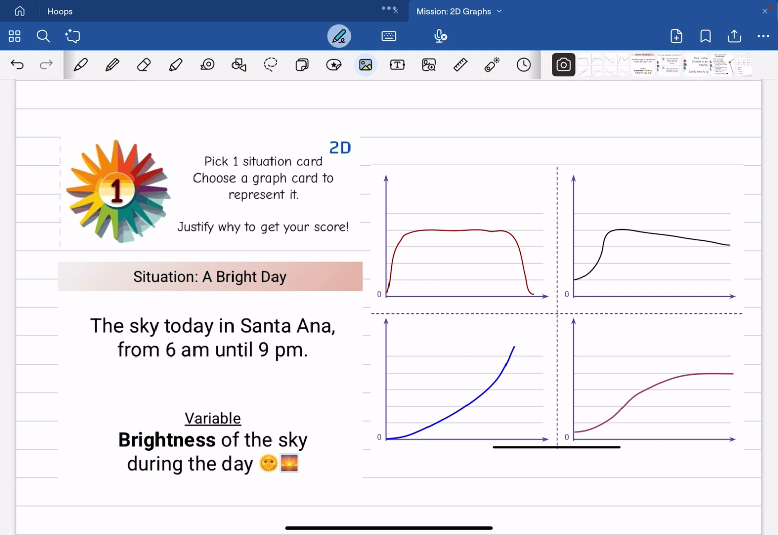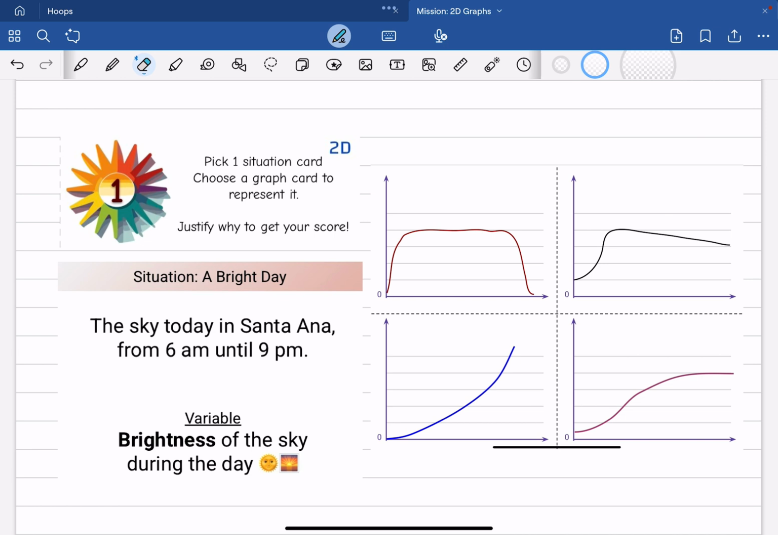On the right, I have 4 graph cards, and we want to pick the one that best represents this situation. We know that the brightness of the sky first will increase because sunrise will probably be sometime soon after 6 a.m. And then the sun reaches its peak, and then it's bright for a long time, and then maybe around 7:38, because it's closer to summer, is when the sunset happens, and that's when the brightness will decrease and eventually go to almost zero, because maybe there's the moon in the sky which will add some brightness.